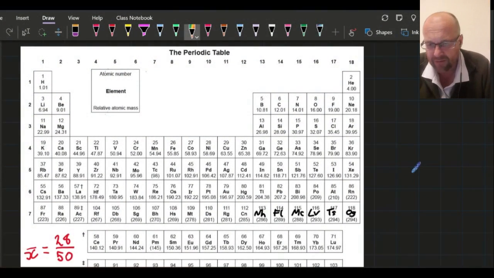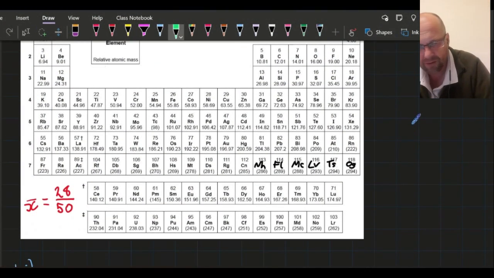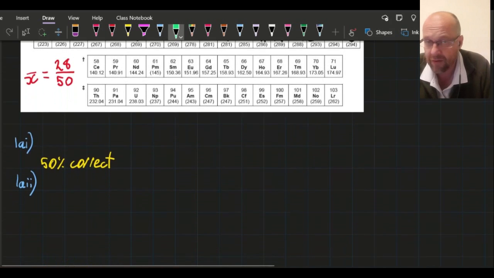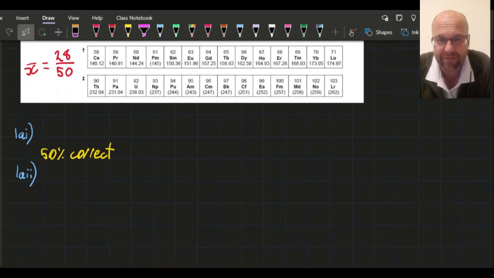Okay, let's get straight down to it. 28 out of 50 was the average for this one. You need your own copy of the paper because, well, I'm not allowed to show it.